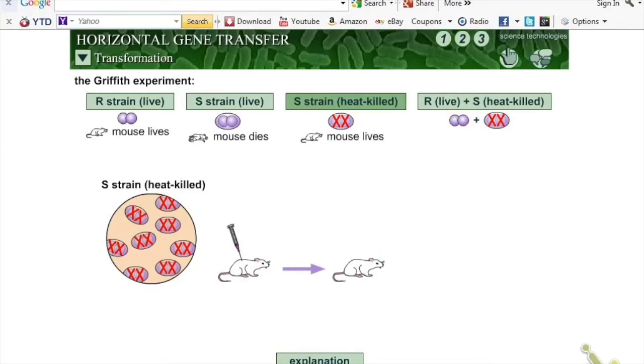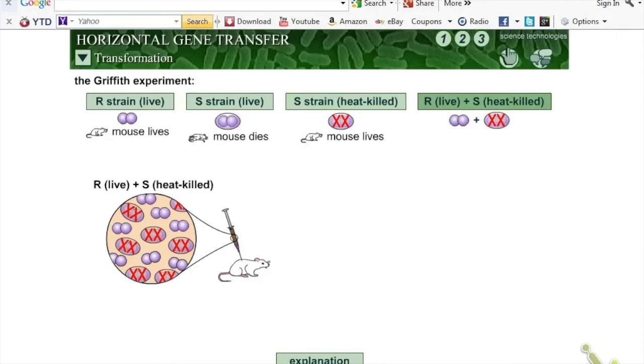Okay, so the mouse lives because you remove the microorganism, but the capsule remains. The fourth one is the R live plus the heat kill.